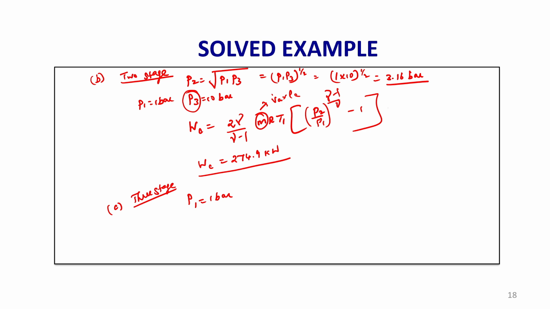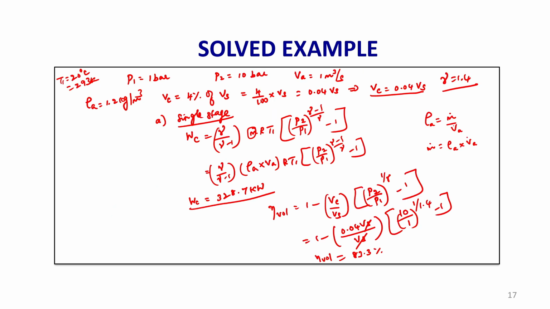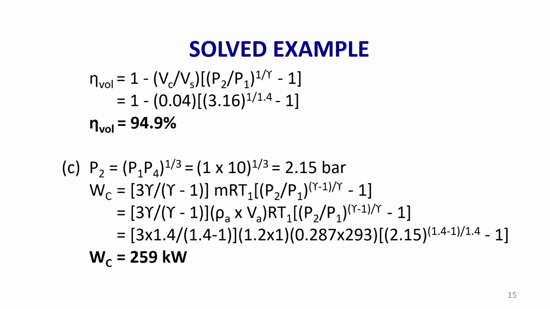In the 3 stage, as I said before, there will be 4 pressures, just as for a 2 stage there will be 3 pressures. So, the discharge pressure will be P4, 10 bar. The intermediate pressure, we can take it as P2 itself, no problem. So, this P2 is equal to the cubic root of P1 into P4, that is (P1 into P4) raised to the power of 1 by 3.